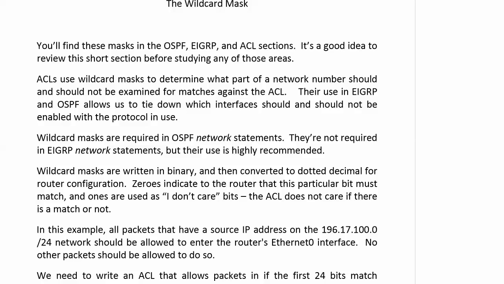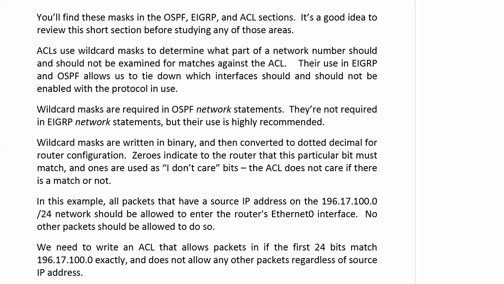Now, in this example, we're not going to deal with the actual application of an ACL, but let's say that we need to write an ACL line that matches the subnet 196.17.100.0/24, because we want packets from that network to be able to come into an interface and we want to block everybody else. Well, we need to know how to write an ACL that allows packets in if the first 24 bits match 196.17.100 exactly and does not allow any other packets regardless of source IP address.